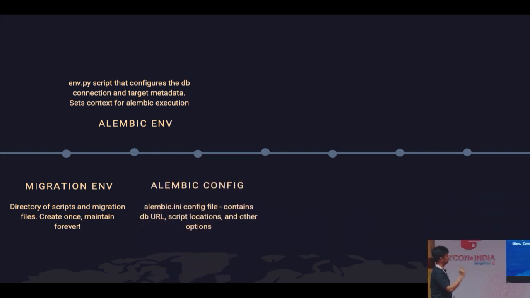Next comes the Alembic config, which is the alembic.ini config file, and this is where you set up your database URL. Where will the scripts live? The migration scripts which you are generating, where will they get generated and stay throughout your project life cycle? You define everything in the alembic.ini file, and I'll show all of these things in the demo.